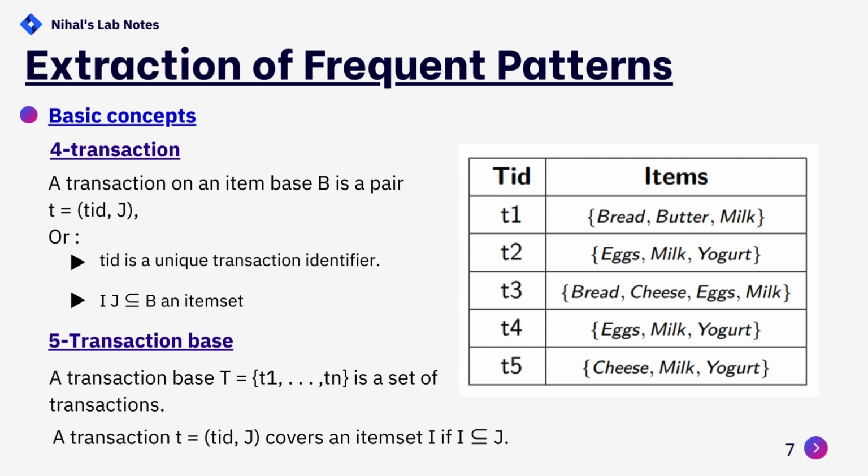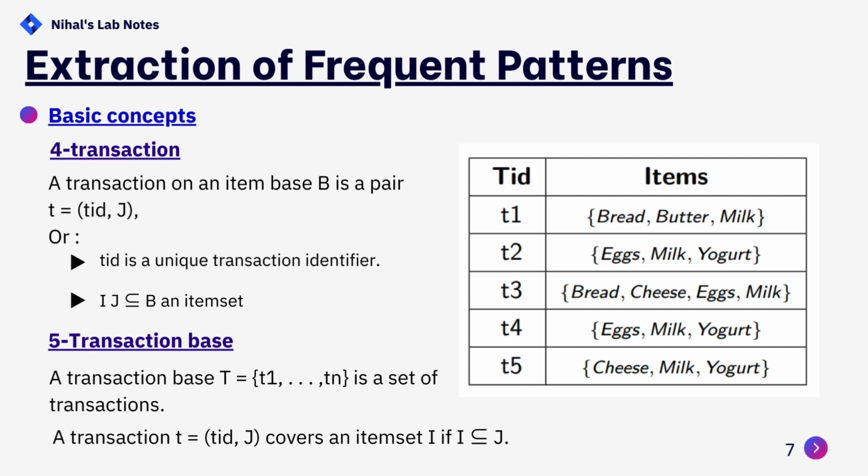So if we say T is a transaction, T is a transaction on an item base B. It's a pair (TID, I), that is two things: TID and I. The TID is a unique transaction identifier, and I is an item set included in B.